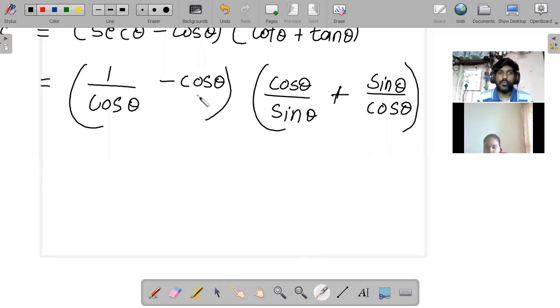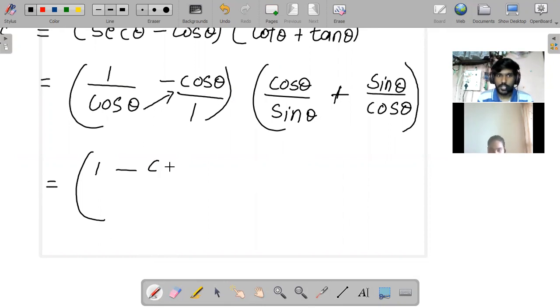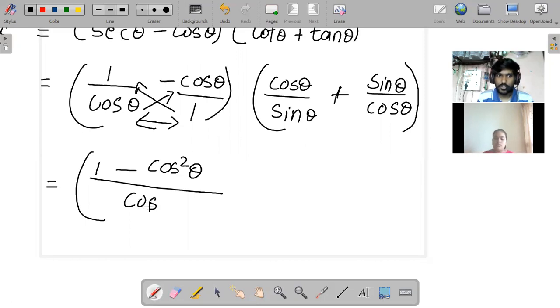Now both the sides we do cross multiplication. Here also cross multiplication. So first we'll do this first bracket. First bracket here, nothing means 1. So do 1 into 1, 1 minus cos theta into cos theta will give you cos square theta upon cos theta into 1, which is cos theta. So this is the first bracket. Did you understand the first bracket?